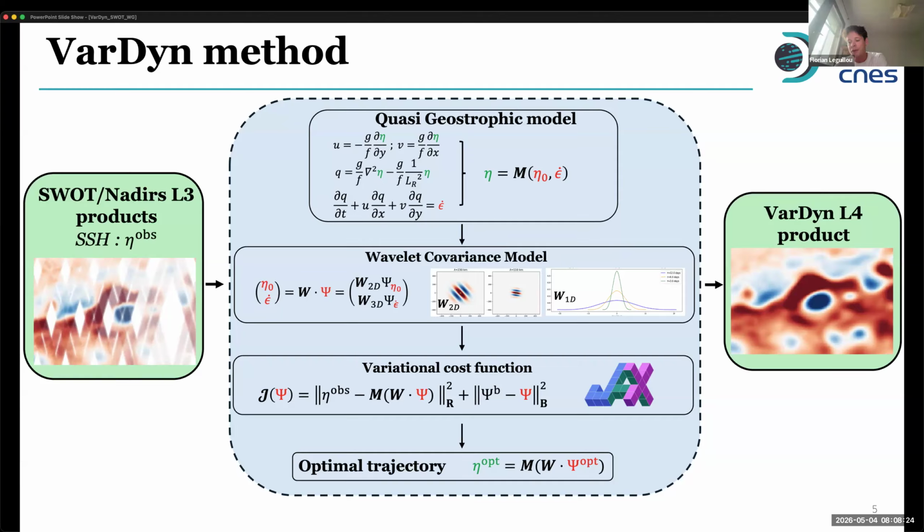So the trick here is to add this term, the epsilon, which is a flux, which represents the error of the QG model. By this term, we can actually bend the QG trajectory to match the observations. So basically, we can say that the full trajectory of sea surface height, in space and time, is given by model integration from an initial state and the forcing fluxes epsilon. So this is the dynamical constraint.